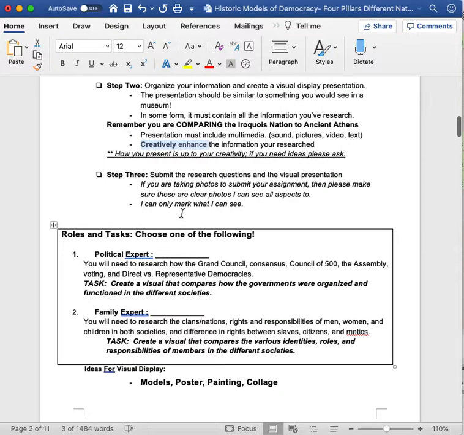I can only mark what I can see, so make sure you can allow me, this is if you're taking pictures. A lot of people have been doing this. If you take a picture of your poster, make sure every aspect is really clear, because if I can't see it, I cannot mark it. Even if you said, well, it's in there, I'm going to try the best I can, but if I can't see it, I can't give you a mark.